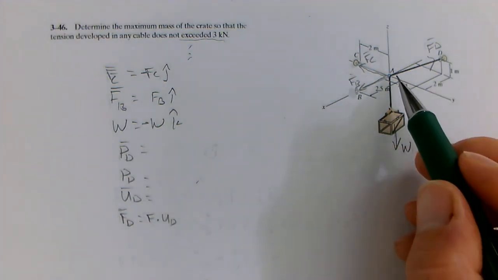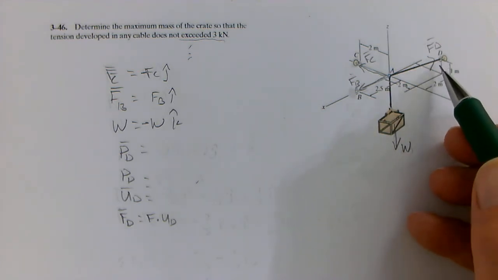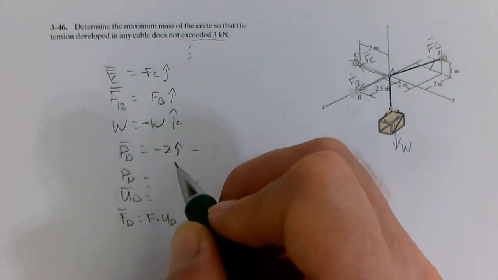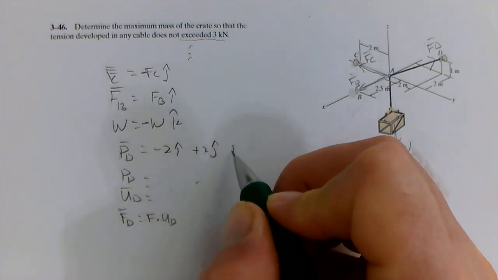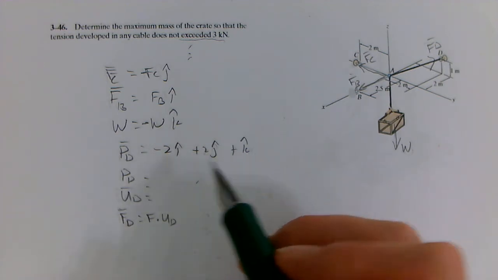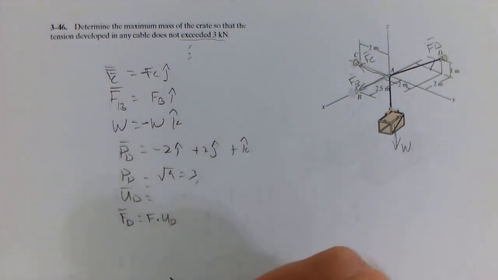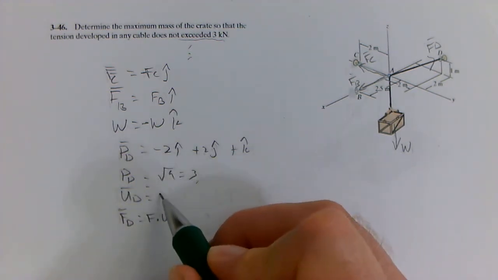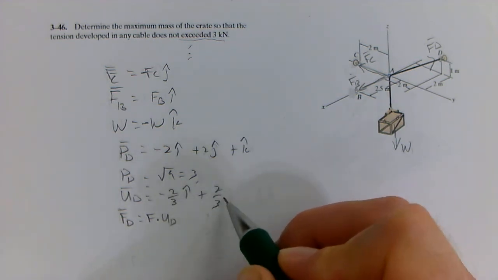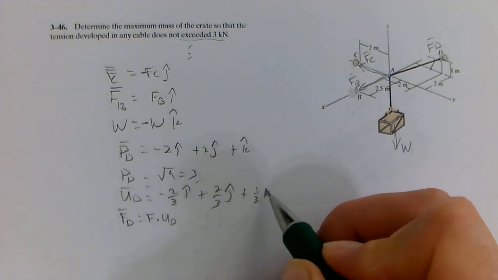So the position vector is negative 2 in the X, positive 2 in the Y, and 1 in the Z. So negative 2 in the I, plus 2 in the J, plus 1 in the K. And 2 squared plus 2 squared plus 1 squared is 4 plus 4 plus 1 equals 9. The square root of 9 is 3. And so the unit vector is negative 2 divided by 3 in the I, plus 2 divided by 3 in the J, plus 1/3 in the K.